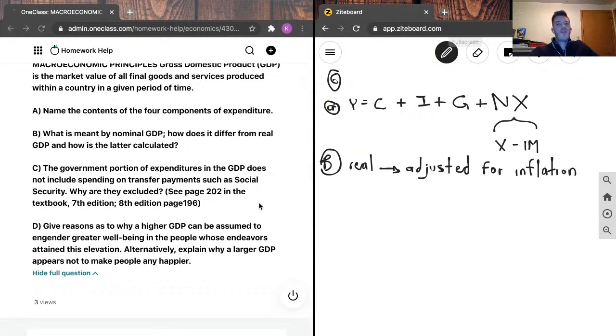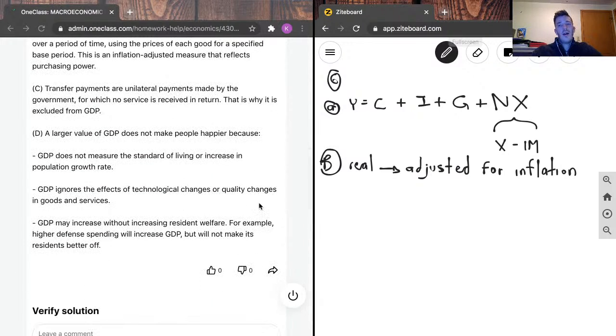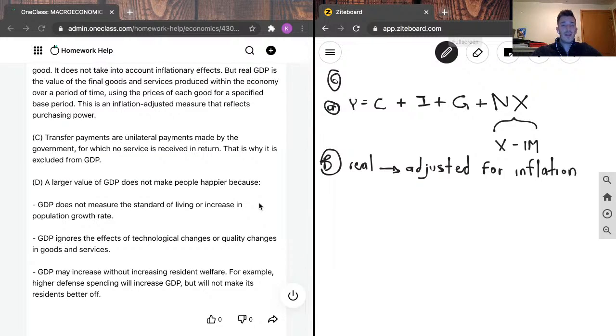C, the government portion of expenditures in the GDP does not include spending on transfer payments such as Social Security. Why are they excluded? I don't know what textbook this is referencing. But our junior tutor said C, transfer payments are unilateral payments made by the government for which no service is received in return. That is why it is excluded from GDP. I don't have anything to add to that. That is the correct answer, perfectly worded. Unilateral payments is kind of the keyword maybe.